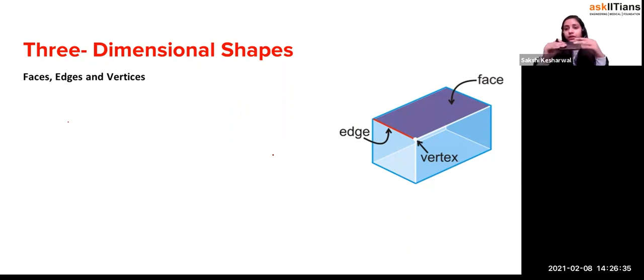A cuboid has flat surfaces, and the flat surfaces are called the faces, right? I'll give you an example by showing you this. Wait a minute.